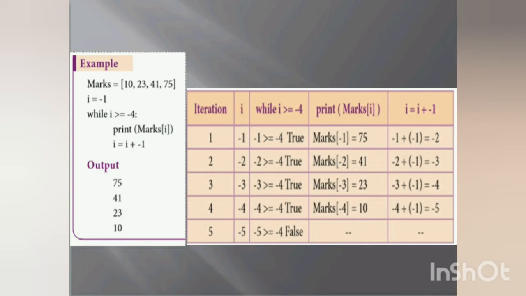No, the condition is false because minus 5 is lesser than minus 4, right? So it will exit from the loop. Clear? Now your output will be 75, 41, 23, 10.